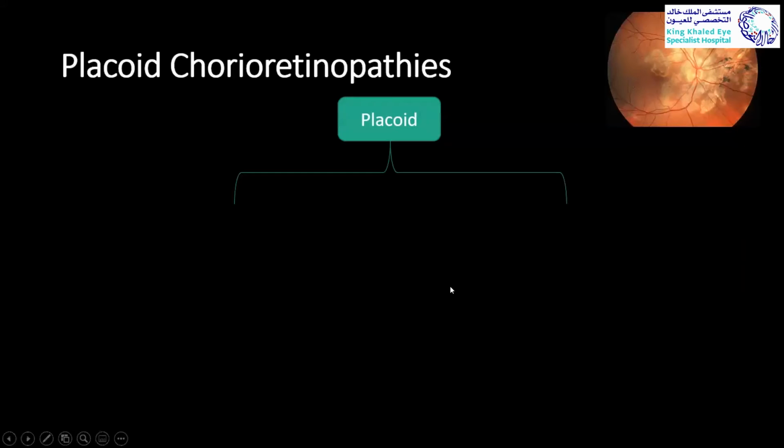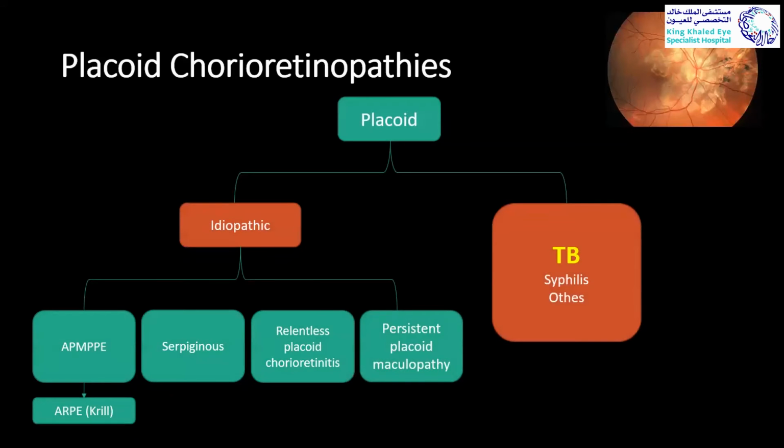We will move now to the placoid chorioretinopathies. Placoid means plate-like, so it's usually a flat lesion at the level of the RPE that is very obvious clinically. This term is used to describe a group of diseases that can be idiopathic or infectious. In our region, before diagnosing any placoid disease, we need to make sure that we are not dealing with TB. This is very, very crucial.